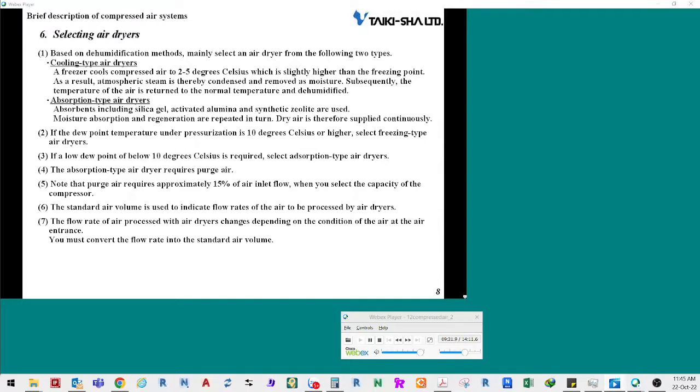The standard air volume is used to indicate flow rates of the air to be processed by air dryers. The flow rate of air processed with air dryers changes depending on the condition of the air at the air entrance. You must convert the flow rate into the standard air volume.